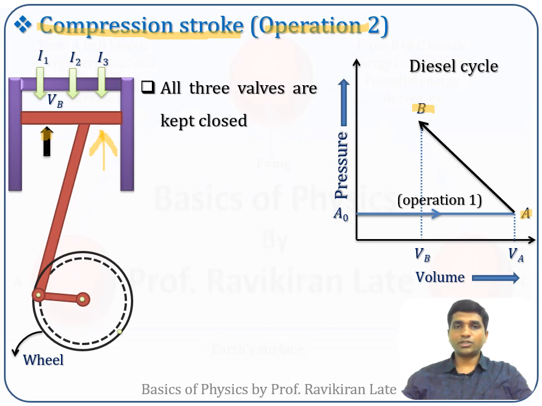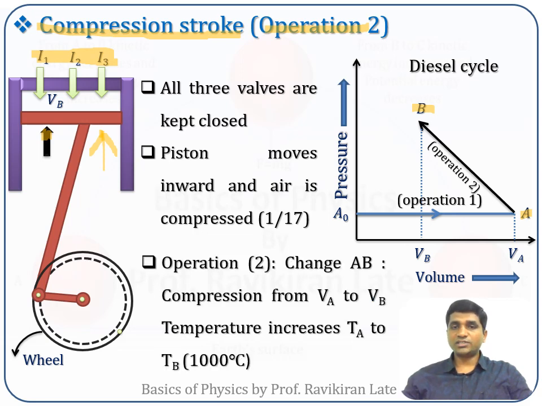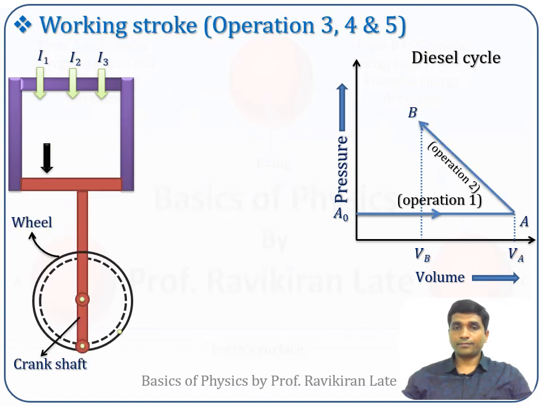And during this operation, all the 3 valves of the engine are kept closed. All these 3 valves are kept closed, and the piston moves in the inward direction, and the air is compressed to almost 1/17 of its original volume. This change is represented by the operation AB, in which volume changes from VA to VB, and due to the compression, the temperature of the air goes on increasing up to 1000 degrees Celsius. Due to this, the temperature of the air goes on increasing from TA to TB.